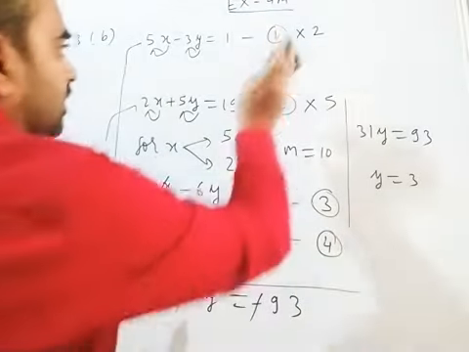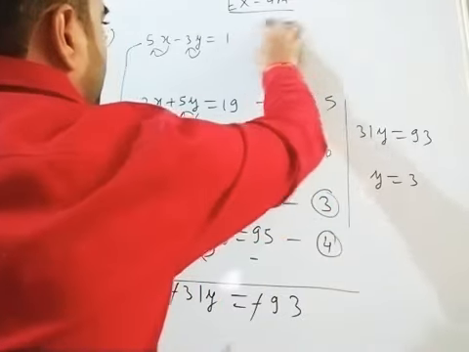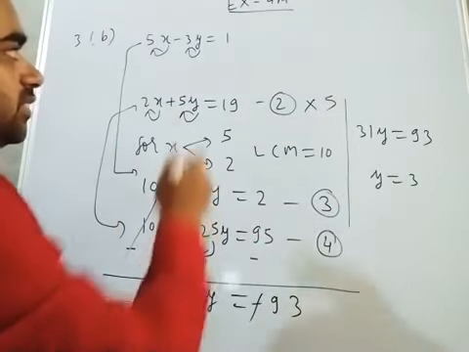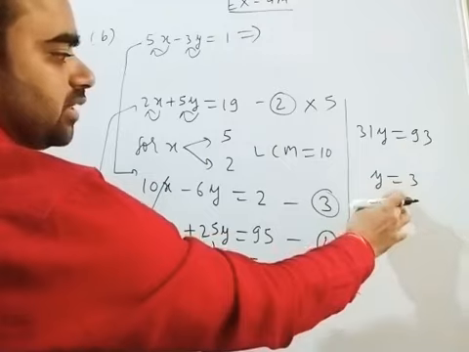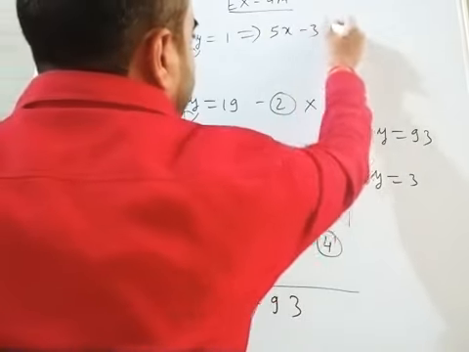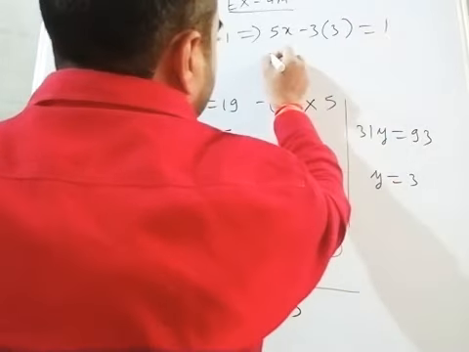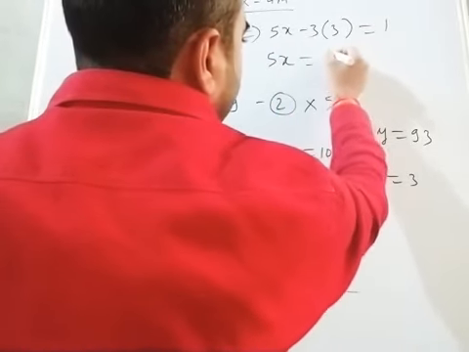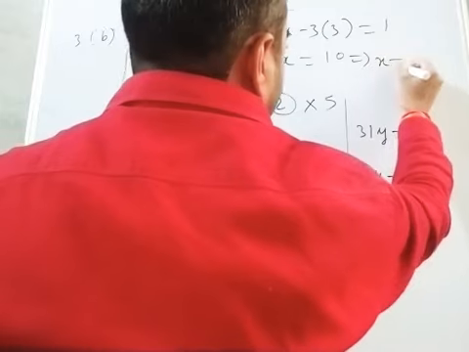Equation 1 is 5x minus 3y is equal to 1. In this equation we can substitute y is equal to 3. It means 5x minus 3, and y is also 3, is equal to 1. It means 5x will be 1 plus 9, that is 10. It means x will be 2.